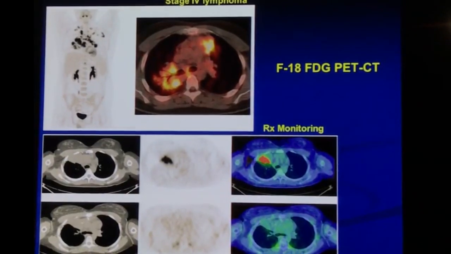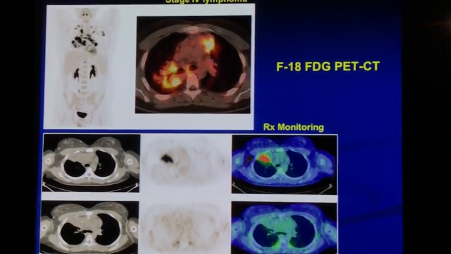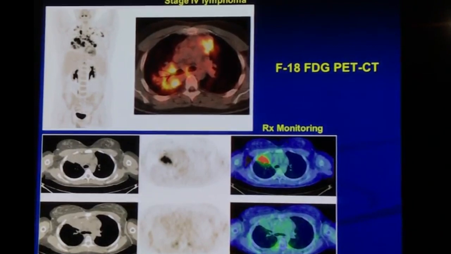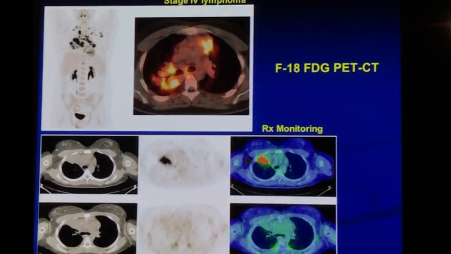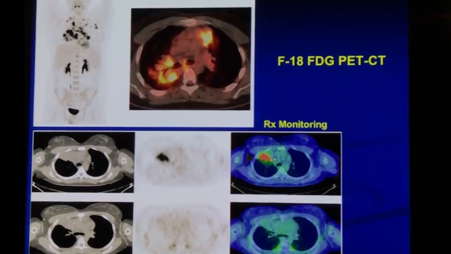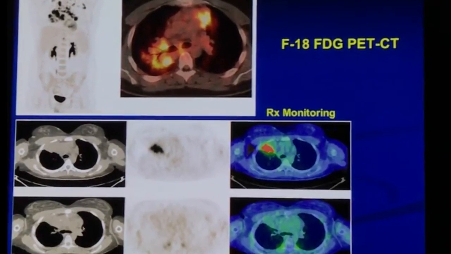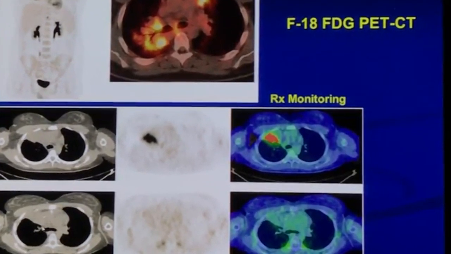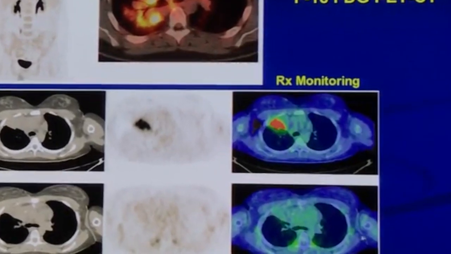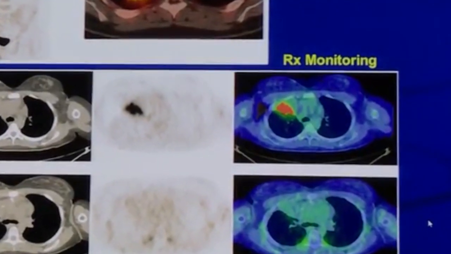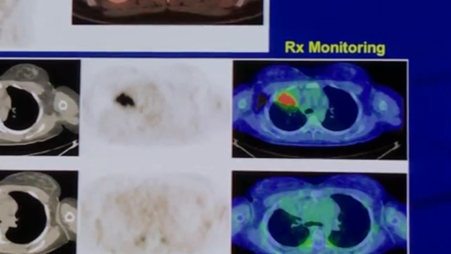Here you see a very prominent anterosuperior mediastinal mass that takes up glucose prominently at baseline, and then after treatment you can see that the mass has only modestly decreased in size but has lost its metabolic signal, suggesting an excellent treatment response.